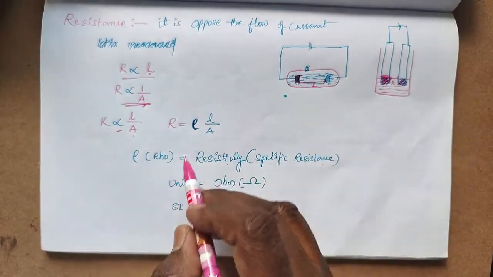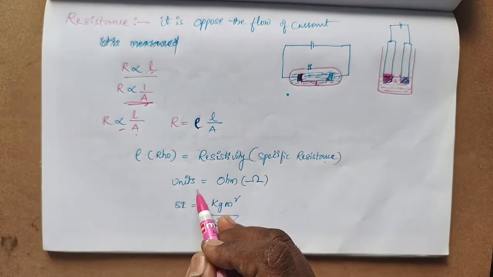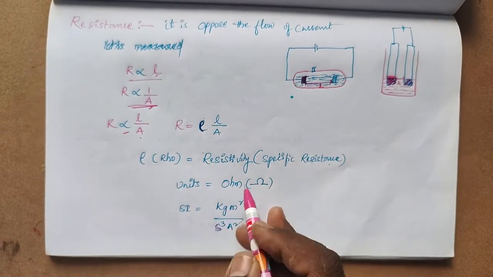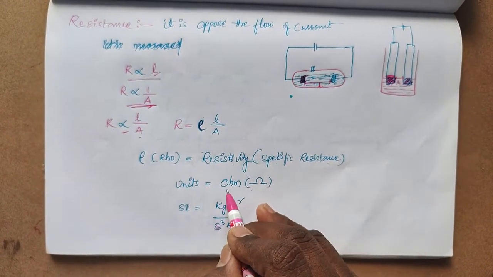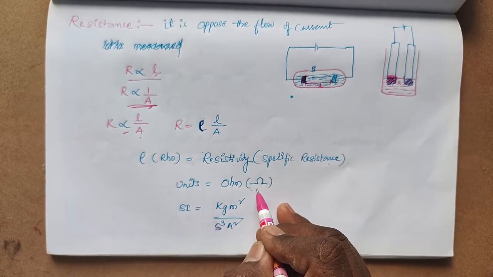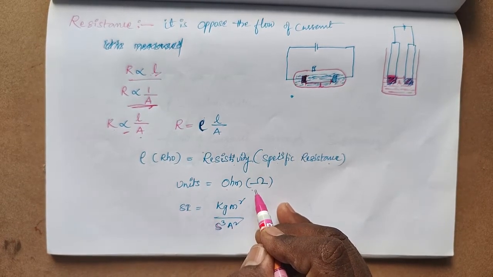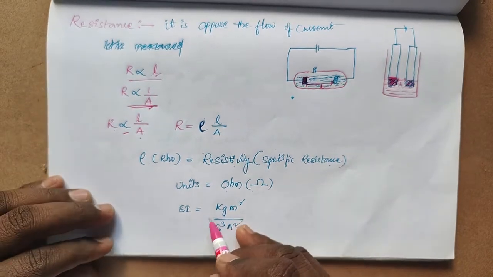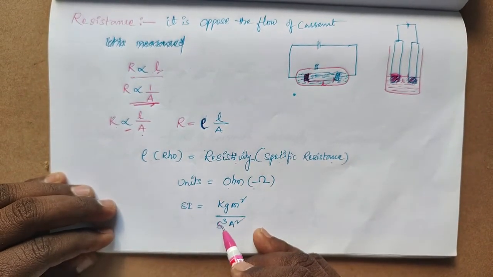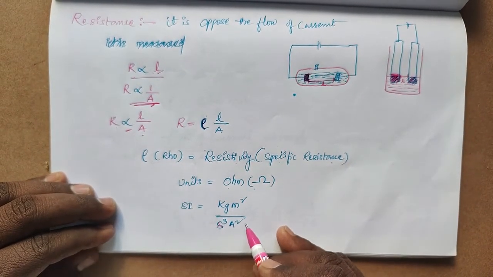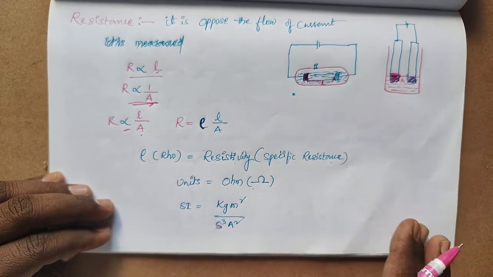So this is resistance, and we have units. The unit is ohm, with the symbol Ω, and this symbol is for the unit of resistance. The SI units are kg meter square by s cube and A square. So this is the resistance.